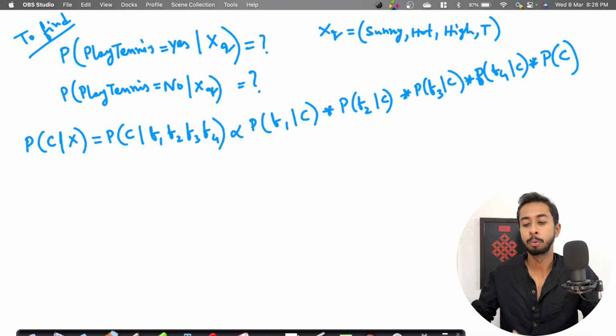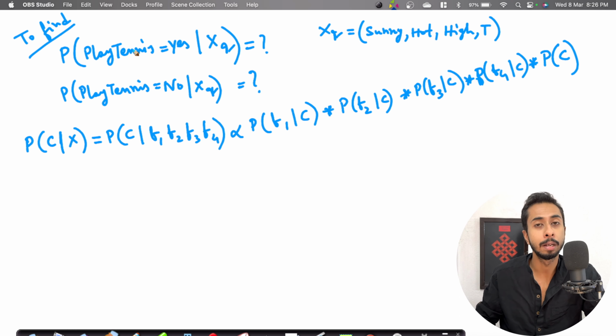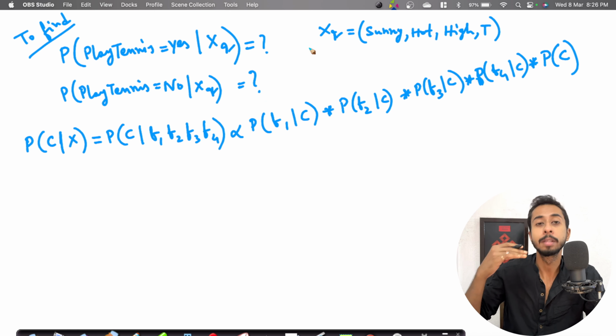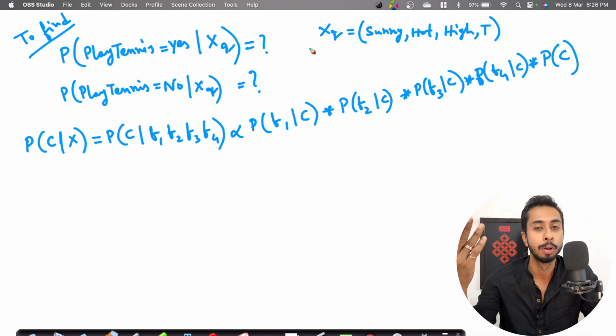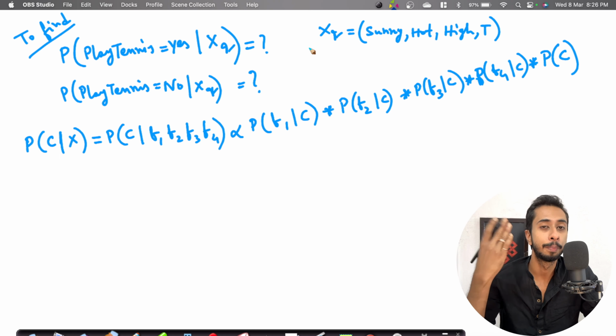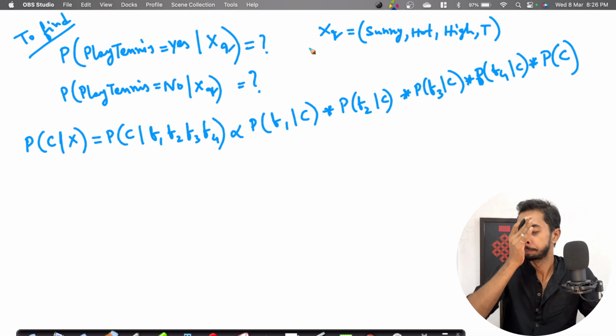Now, in order to do that prediction, we have to find two things. Since it is a binary classification problem, we need to find the probability of yes given the particular xq, given this data point, and we have to find out the probability of no given the same query point. Which of the probabilities is greater? Say the probability of yes is greater than the probability of no, then I will say I should play tennis. I will predict it as yes, okay, or otherwise.